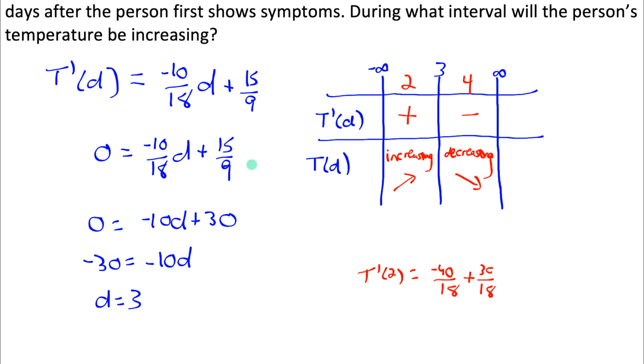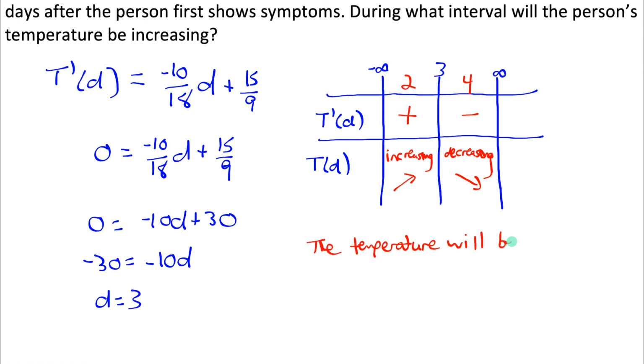So at day 3, that's when the temperature would be at its max. But before day 3, the temperature would be increasing. After day 3, the temperature would be decreasing. And the question just says, during what interval will the person's temperature be increasing? So we could say the temperature will be increasing between 0 and 3 days. Okay, that's it.